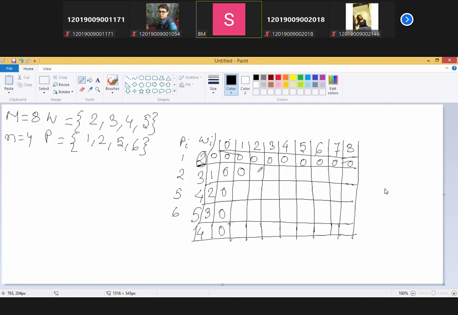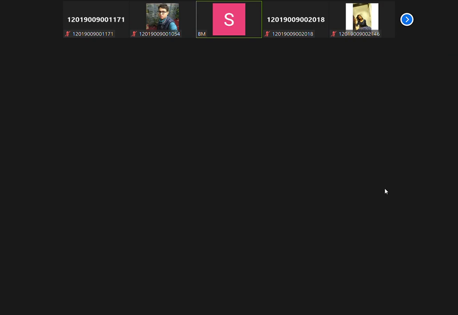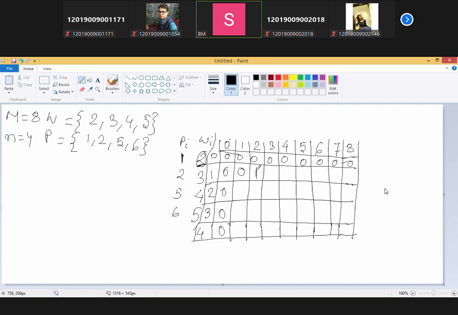Now, what am I supposed to enter here, the weight? No. What I am supposed to enter here is the profit. If I select this element of weight 2, object 1, then I should take the profit of this first object. That is 1. So write 1 here.